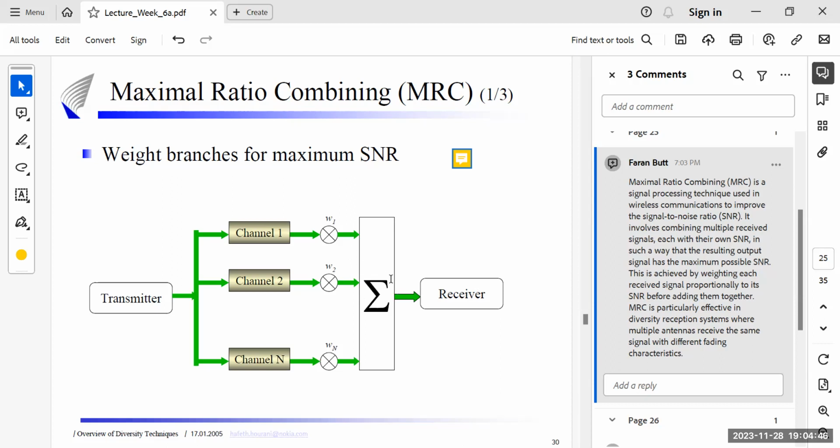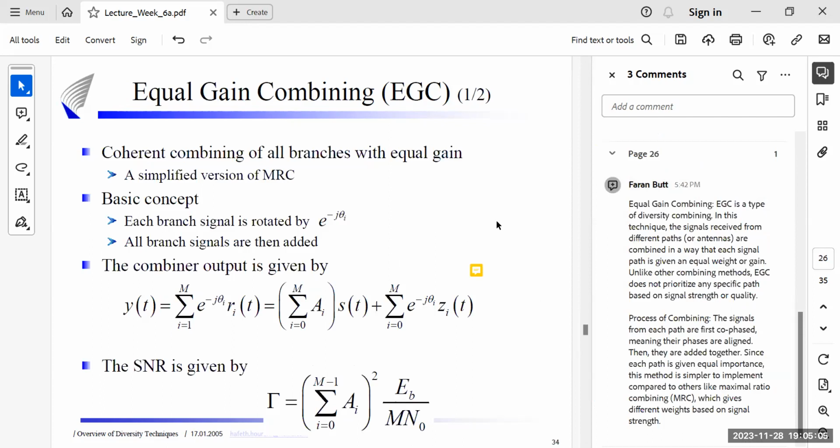before adding them together. Maximal ratio combining is particularly effective in diversity reception systems where multiple antennas receive the same signal with different fading characteristics. So this is quite useful for these kinds of applications. This is the second type of combining technique that we saw. The next type of technique is equal gain combining. This is the third type of combining technique.